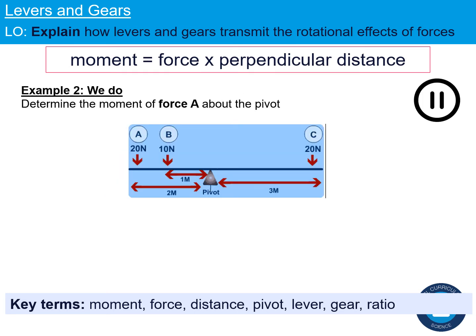So example number 2, we have got a situation, there's a pivot at the center and we've got 3 different forces acting at a distance from this pivot. And to start with, we are going to determine the moment of force A. So we can see that force A is on the left-hand side. It is a force of 20 newtons, and the distance between the pivot and the force is 2 meters. With this information, can you now please pause the video and complete your calculation?